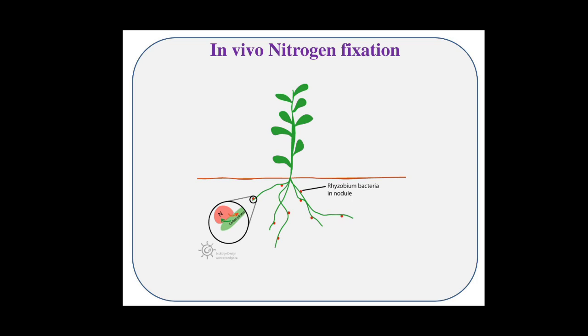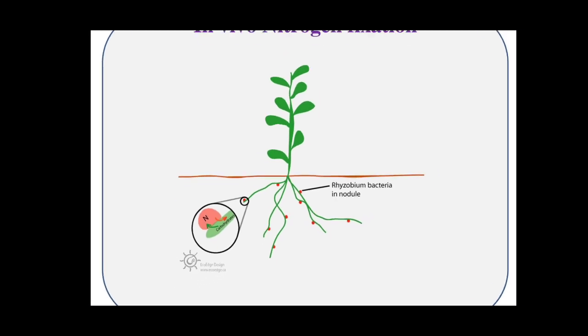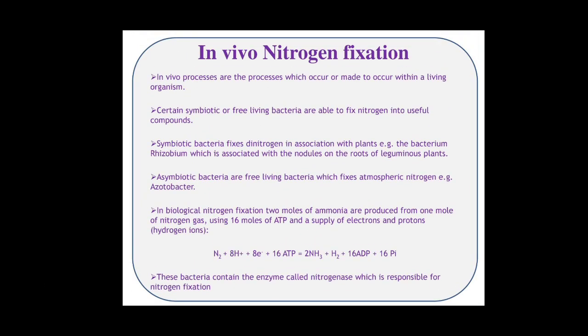Now, in vivo nitrogen fixation. In vivo nitrogen fixation occurs in association between plants and organisms such as rhizobium bacteria in nodules present in the roots of plants. They convert nitrogen to nitrogen compounds, and these nitrogen compounds are used by plants for their growth.